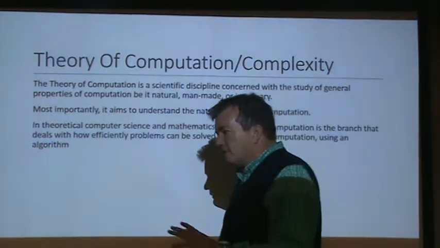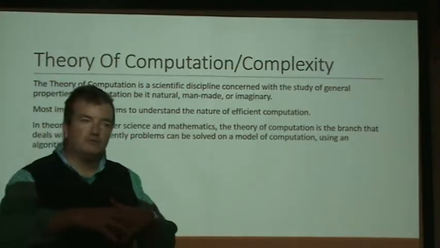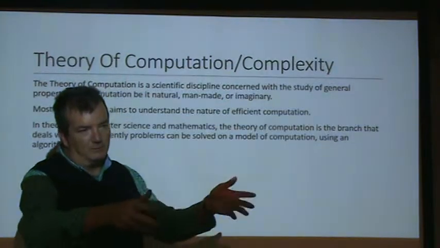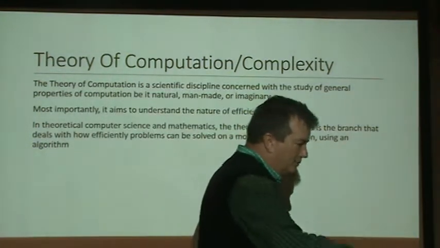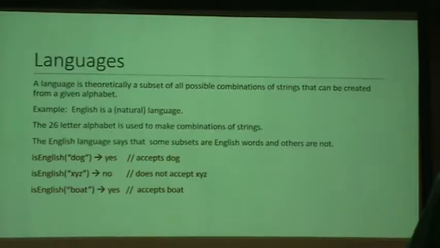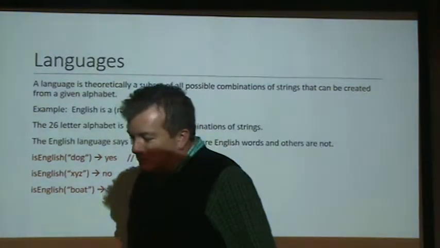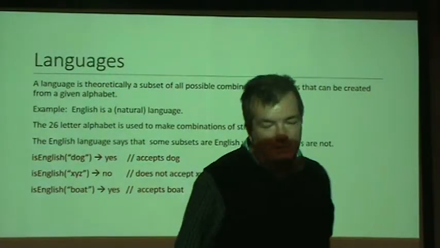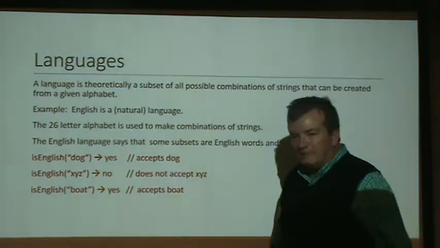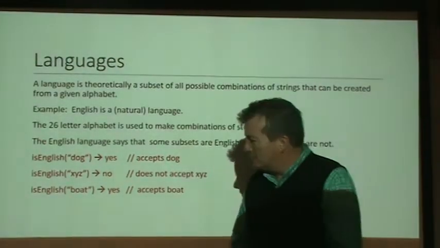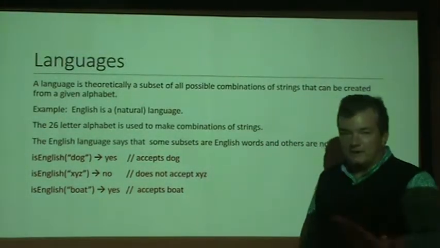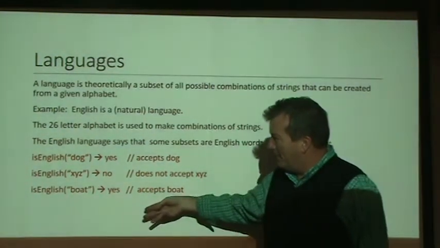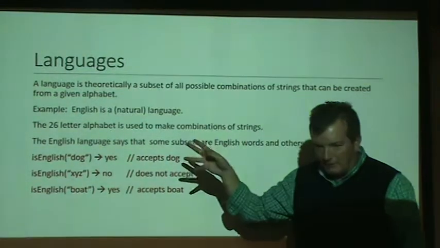So the field of theory of computation tries to rank all the computations that could be in the world and say, you know, what's an easy one, what's a medium one, what's a difficult one, what's an impossible one. And so in the theory of computation, there is the idea of a language. So a language, kind of like a natural language like English or French, could be thought of as a dictionary of words. So, for example, in the English language, we have 26 letters in our alphabet.